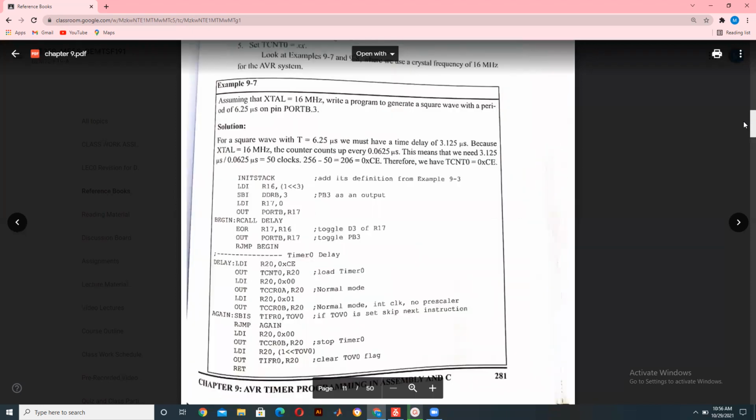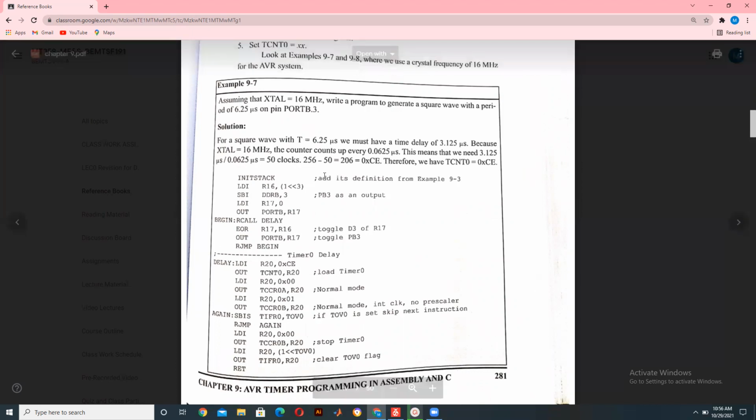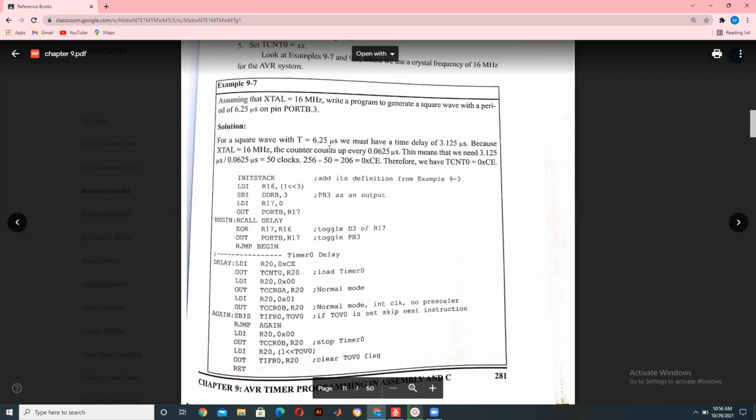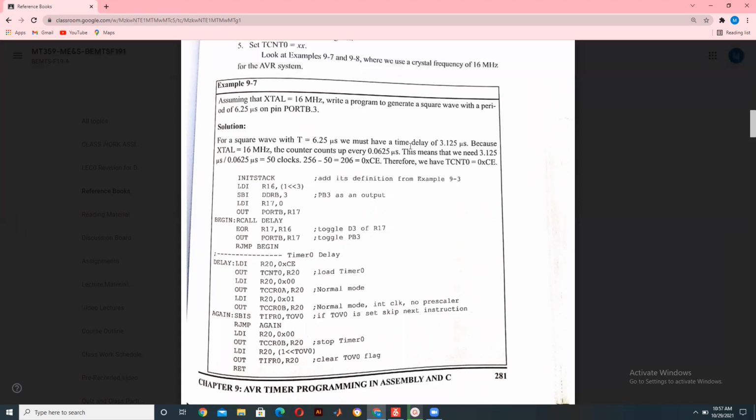Then after that, assume that XTAL is 16 megahertz, and write the program to generate a square wave with a preset on the pin. In the first one we were not given the instruction of how much delay we have to do in board B, but now it is given. So first we would calculate it, but first we have the time. We must halve it, because this is the complete time delay.